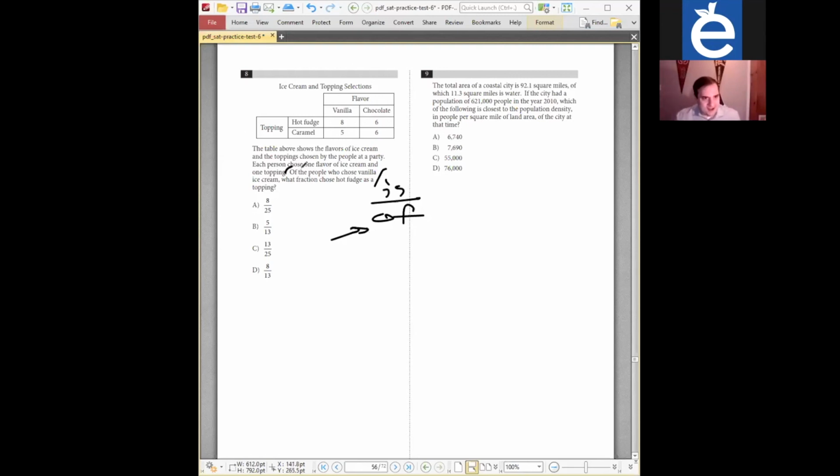So here it says of people who chose vanilla ice cream, right? Okay, well, all we care about is these people. We're not even considering the people who chose chocolate. We are just looking at the 13 people who chose vanilla. So it's going to be over 13. Now it's asking us of them who also chose hot fudge, right? So that is the intersection of vanilla and hot fudge. So that is going to be D, 8 over 13. Woo.